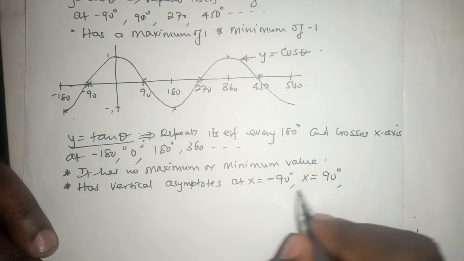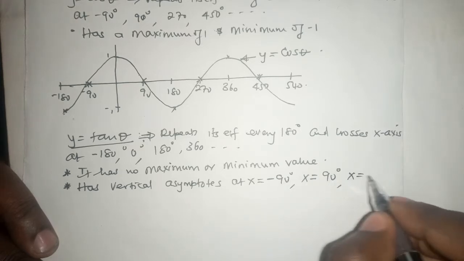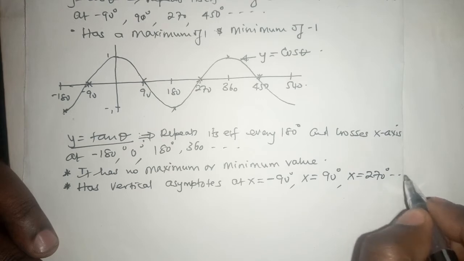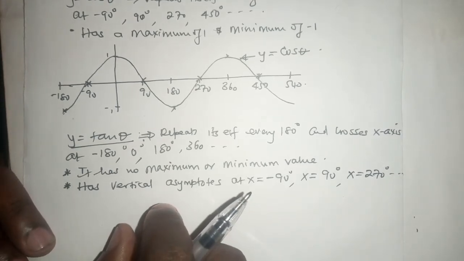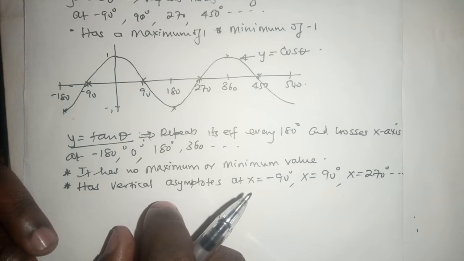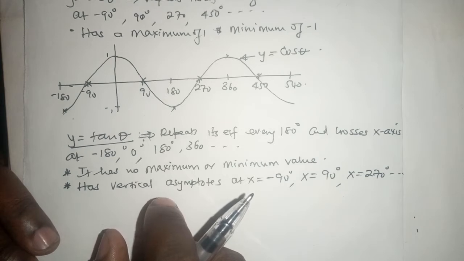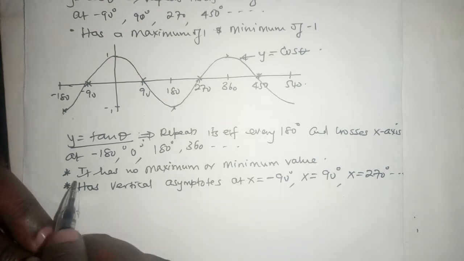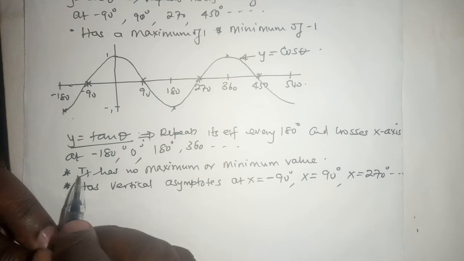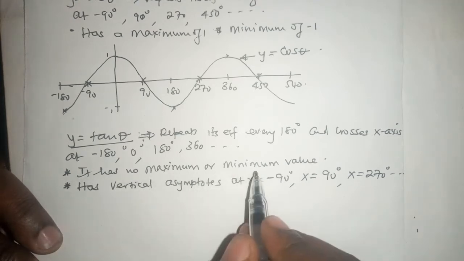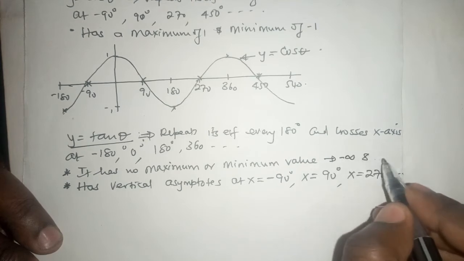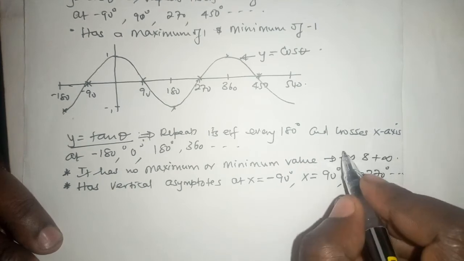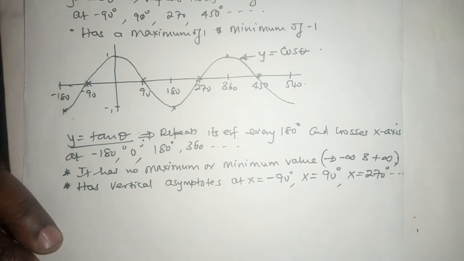And of course, you add 180 to this one, and x is equal to 270 degrees moving forward. And therefore, the tangent of theta does not have maximum or minimum points, but approaches negative or positive infinity. It has to be known that the fact that it doesn't have a maximum or a minimum, it approaches negative infinity and positive infinity. That one has to be understood by all.